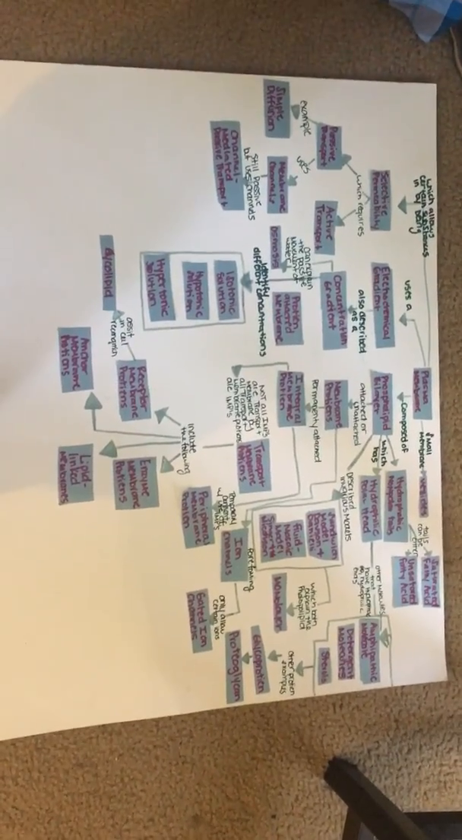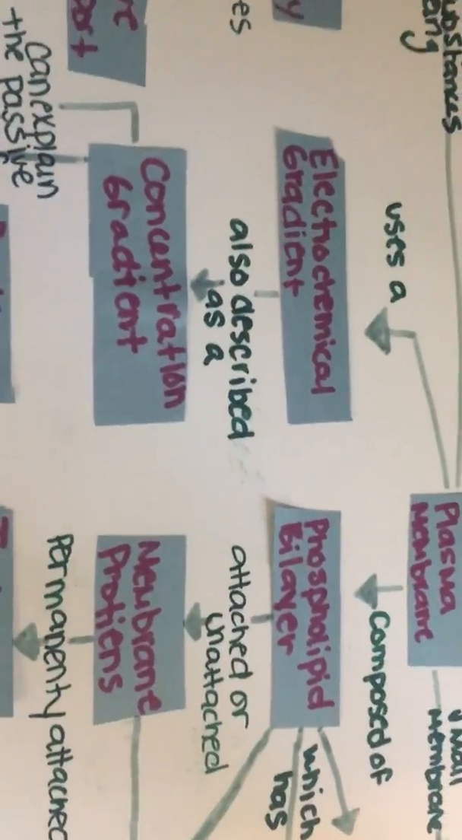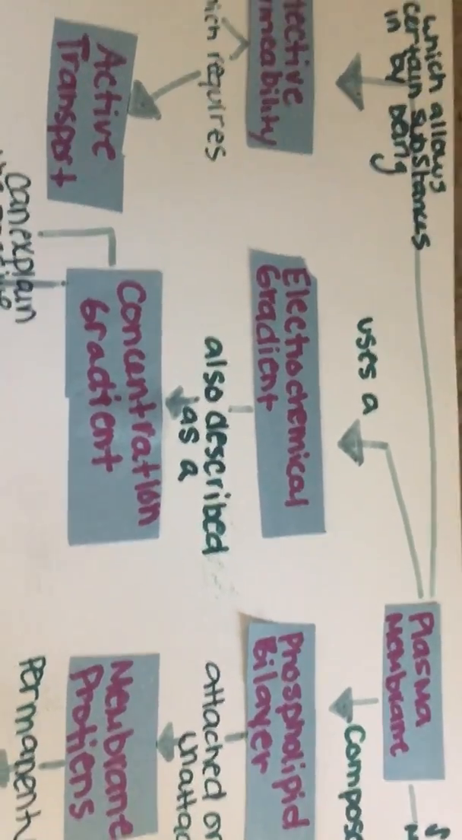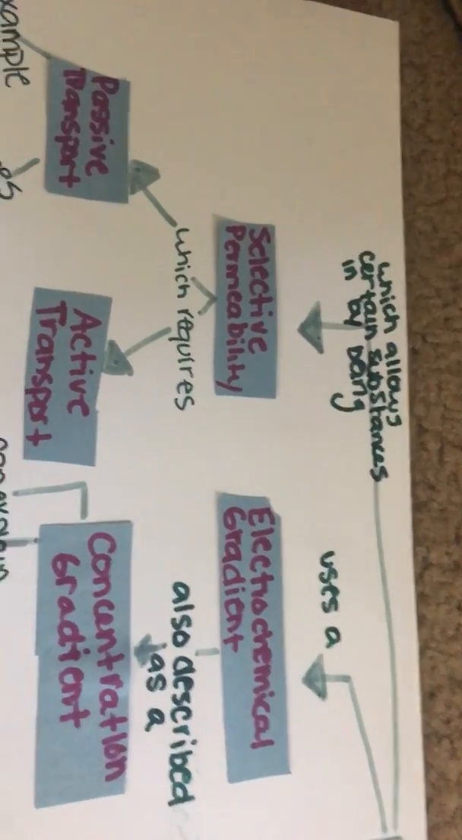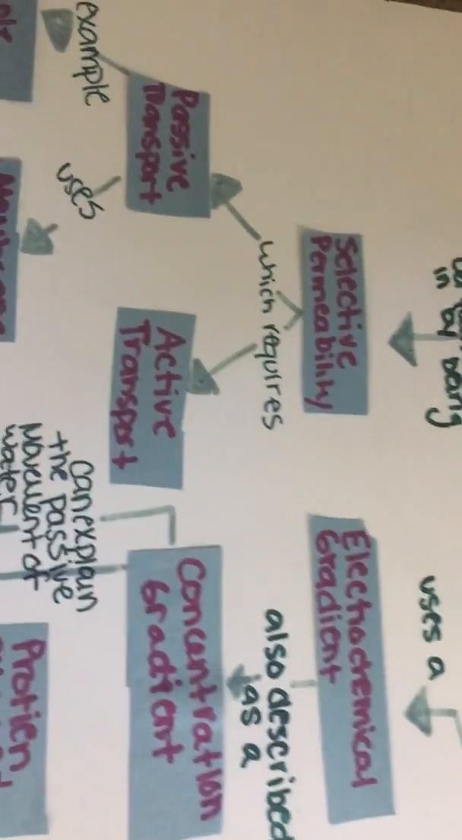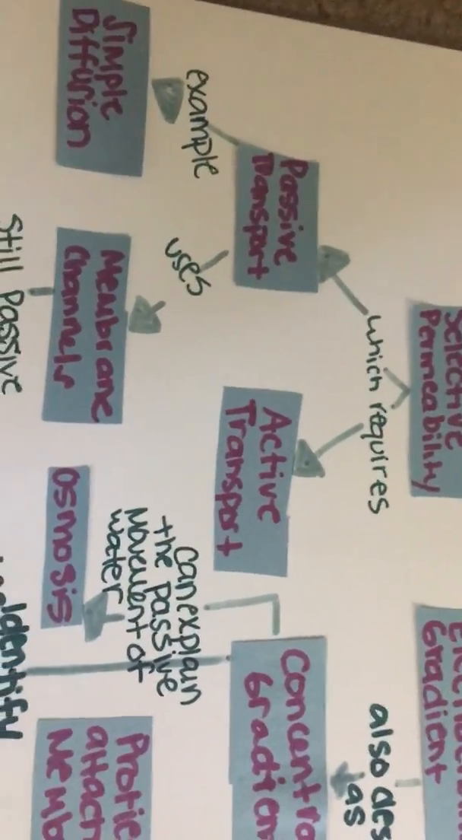This is my concept map on plasma membrane. We're going to go ahead and zoom in, talking about the plasma membrane. It's composed of the phospholipid bilayer, as we all know. It uses the electrochemical gradient, and it allows certain substances to come in by being selectively permeable, which requires either passive transport or active transport.